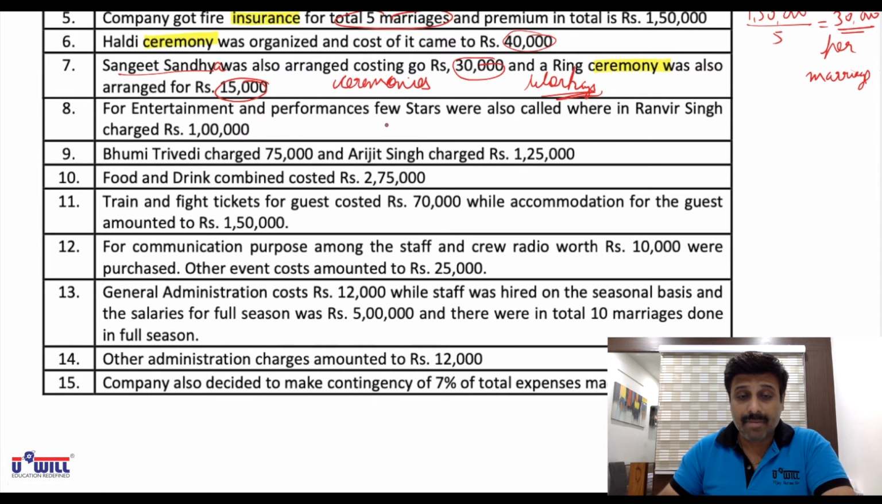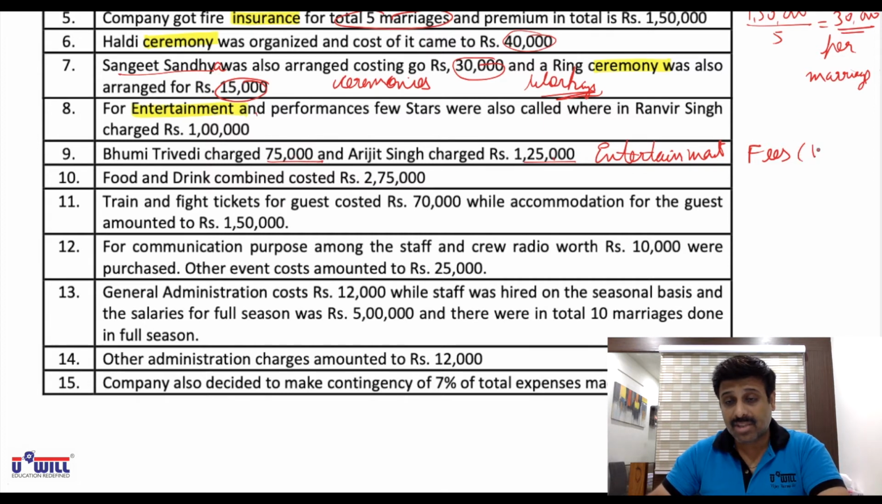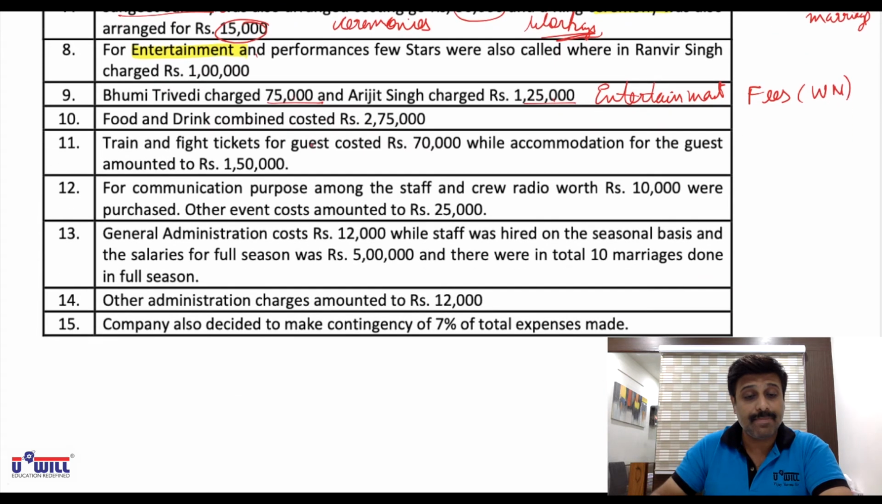For entertainment and performances, a few stars were also called, wherein Ranveer Singh charged 1 lakh. So this will come in entertainment fees. Then Bhumi Trivedi also will come in entertainment fees, 75,000. Arijit Singh also entertainment fees. So all these three will come in entertainment fees. Here also you all can make separate workings. Okay. Total 1 lakh plus 75,000 plus 1,25,000. So 3 lakhs will come in entertainment fees. You can make separate workings for the same.